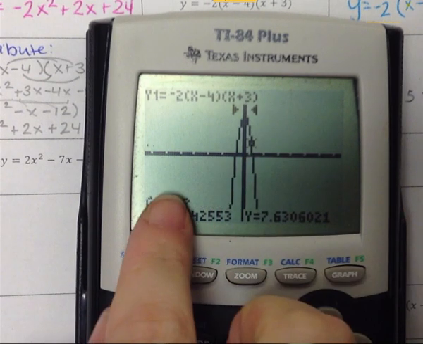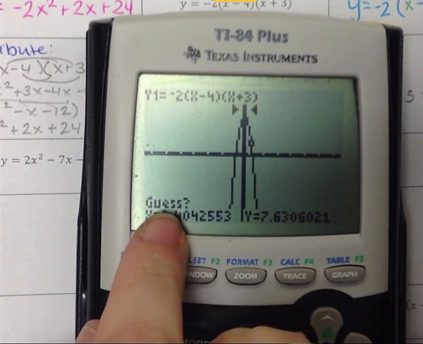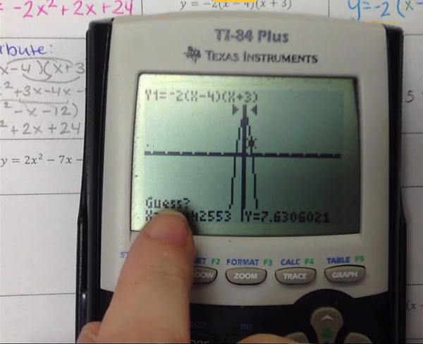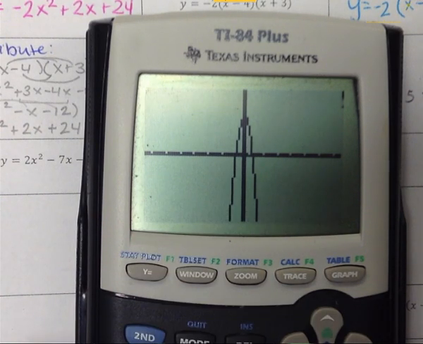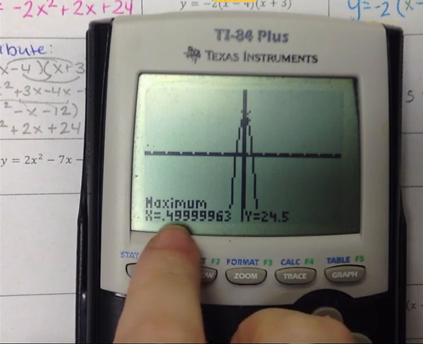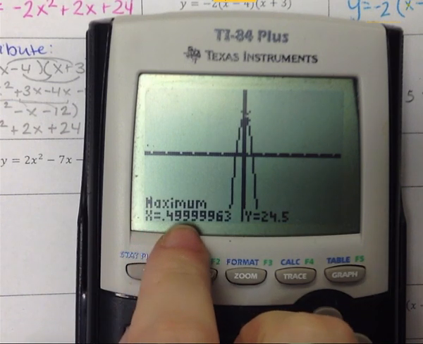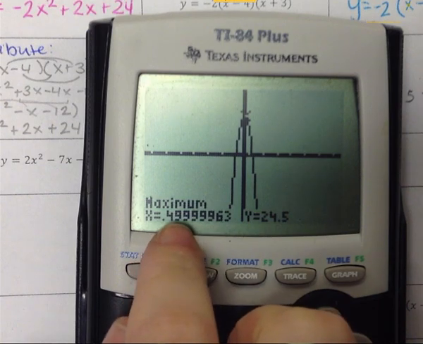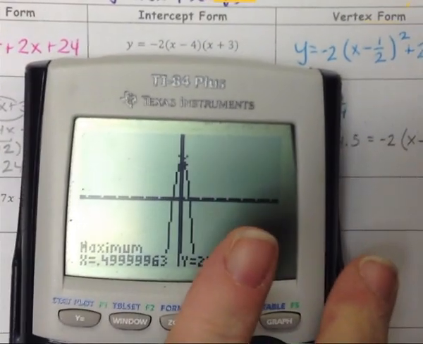Press enter. I don't want to guess to determine what the vertex is. I just want it to tell me, so I'm going to just press enter right now. And then it will tell me our vertex. Our vertex, it says this is x equals 0.49999. So this is 0.5. So it's a half, which is what we said it would be.